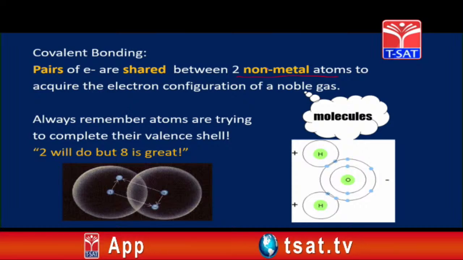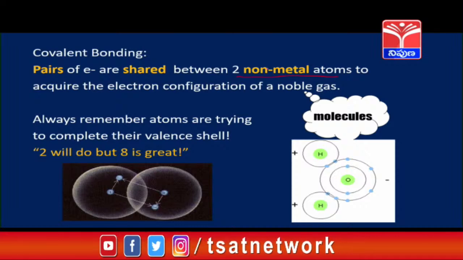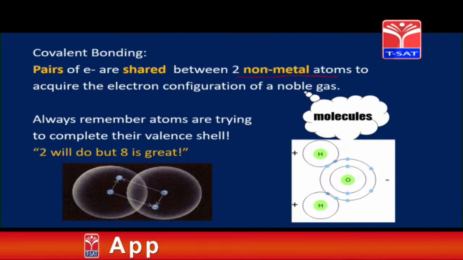And how do they combine? Each of the non-metal atoms contributes one electron to a pair. So, the pair of electrons is shared between the two non-metal atoms, and by using that pair of electrons, each of the participating atoms acquires the electronic configuration of a noble gas.